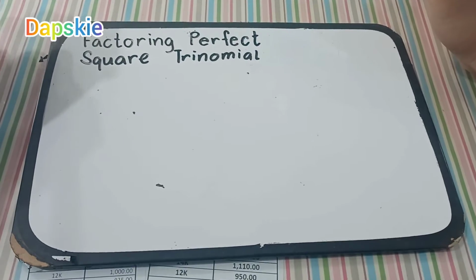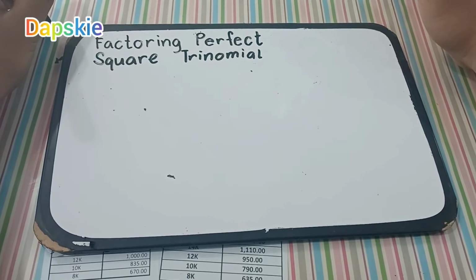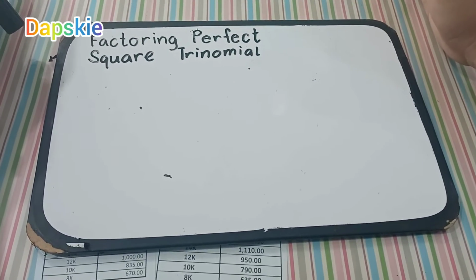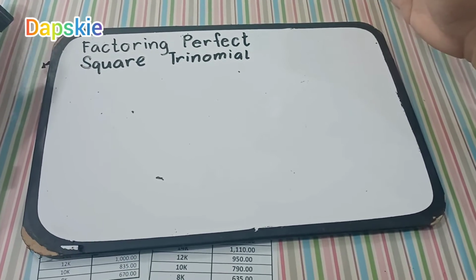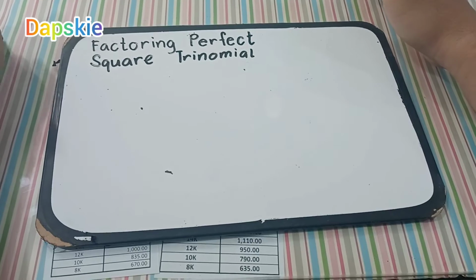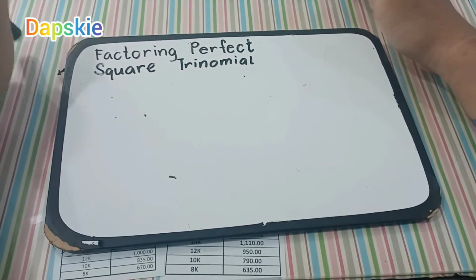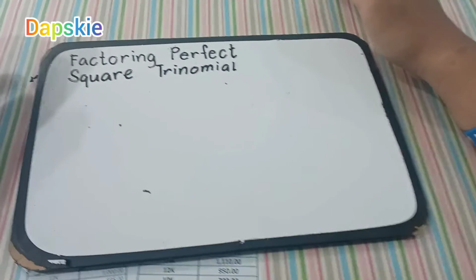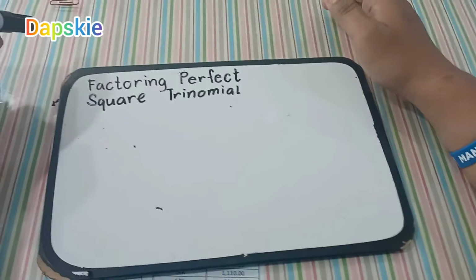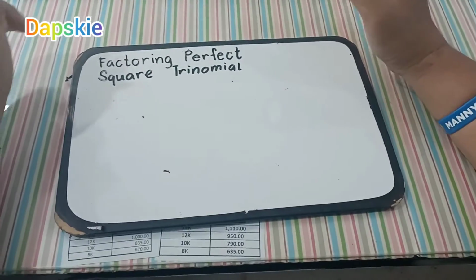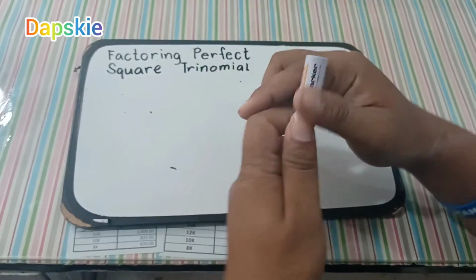Okay, so ngayon pag-usapan natin yung factoring perfect square trinomial. So, yung perfect square, yung mga numbers na may square root na perfect square, like for example, 4. 4 is a perfect square because square root of 4 is 2. 9, 25. Ito yung mga perfect square ng mga numbers.